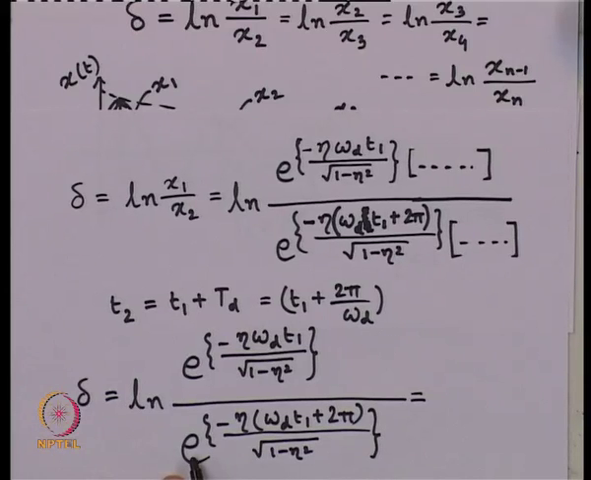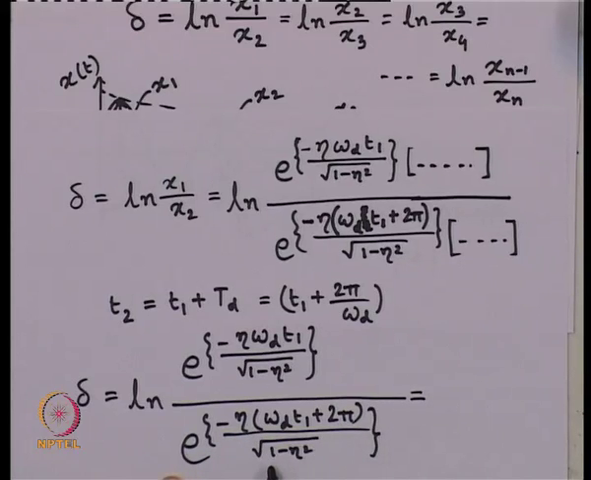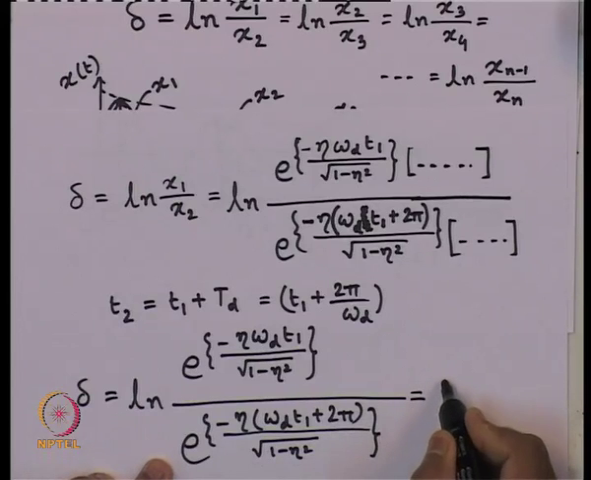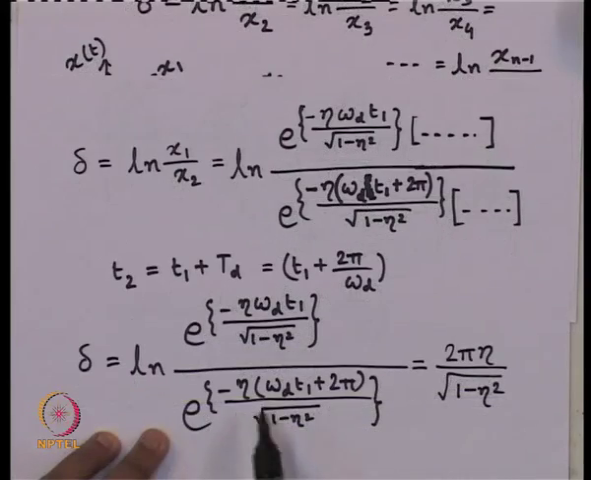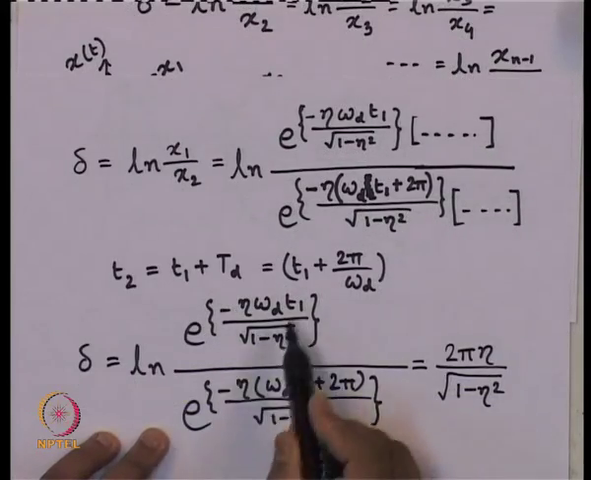This will give us e raised to minus eta 2 pi by root over 1 minus eta square, which will come out in the denominator with a minus sign. So, that means e raised to eta times 2 pi by root over 1 minus eta square. What does it mean? It is natural log and this is e. So, finally, it will give us 2 pi eta by root over 1 minus eta square. So, this exponential and this exponential get cancelled.